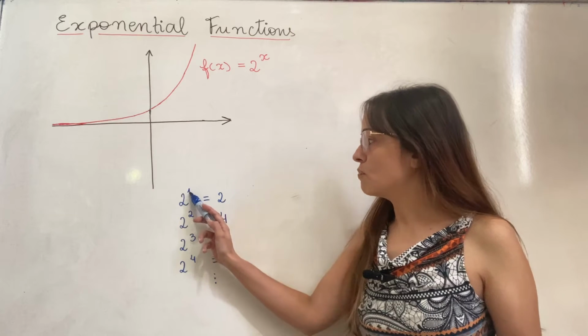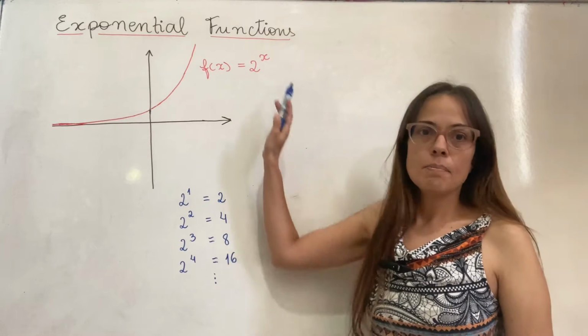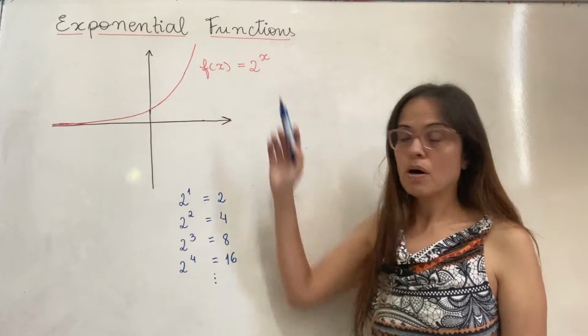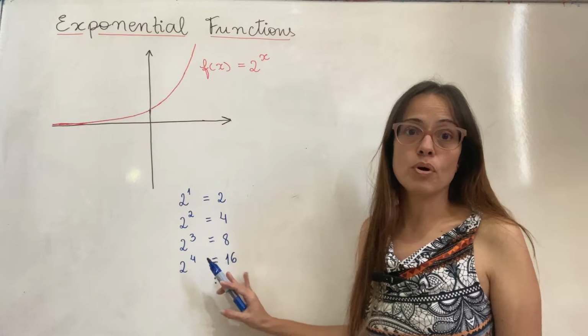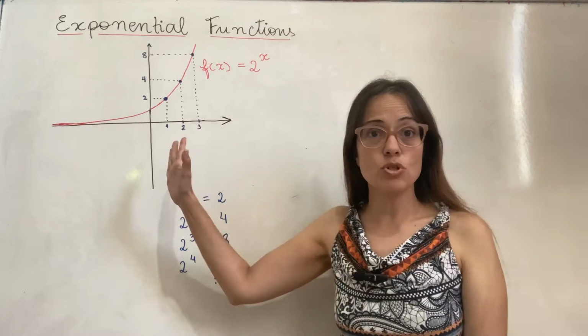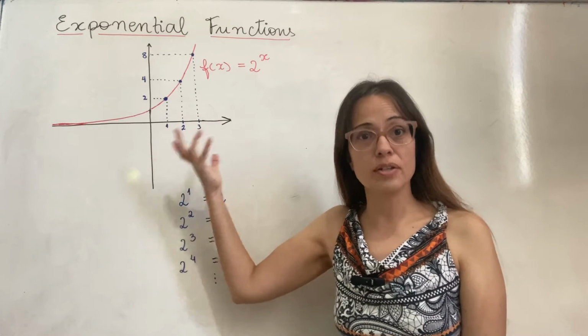I know that f of 1 needs to be 2, f of 2 is 4, f of 3 is 8, because my function is 2 to the power of x. So let's just, as examples, put these 4 points on the graph. Please notice that what I am doing here is a sketch. It is not a drawing.